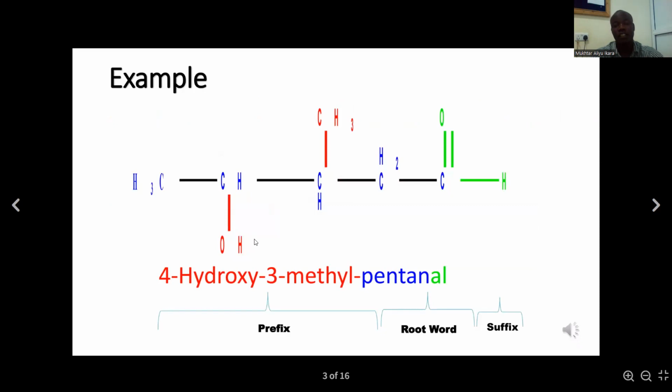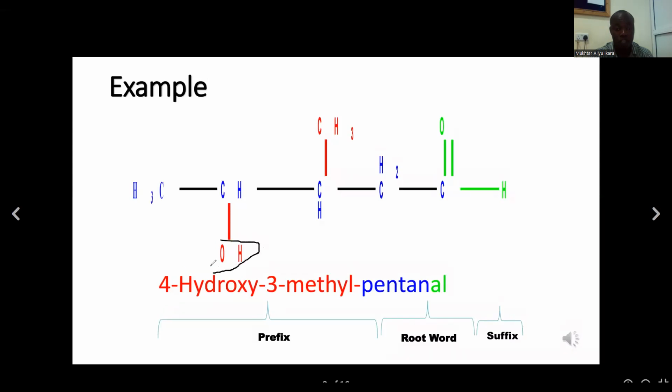So you see, these are organic compounds. As I said, if you are given any organic compound, the first thing you need to do is try to identify these three components: the prefix, the root, and the suffix. Now we can see that we have three prefixes. Remember, I told you that the prefix can be more than one. So here we can clearly see that we have one prefix here, and we also have another prefix here.